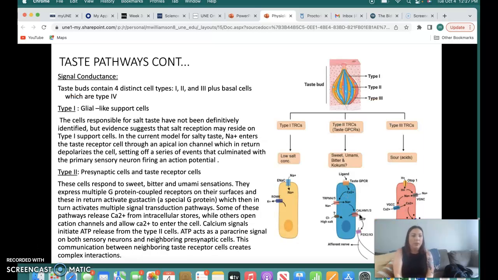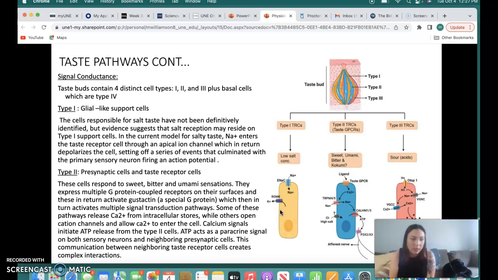Taste pathways continued. So we're going to talk about signal conductance next. The taste buds contain 4 distinct cell types, 1, 2, 3, and 4, with 4 being the basal cells. So the first one we're going to talk about is glial, which are support cells. The cells responsible for salt taste have not been definitively identified, but evidence suggests that salt reception may reside on type 1 support cells. So this is the type 1 cell we're talking about.